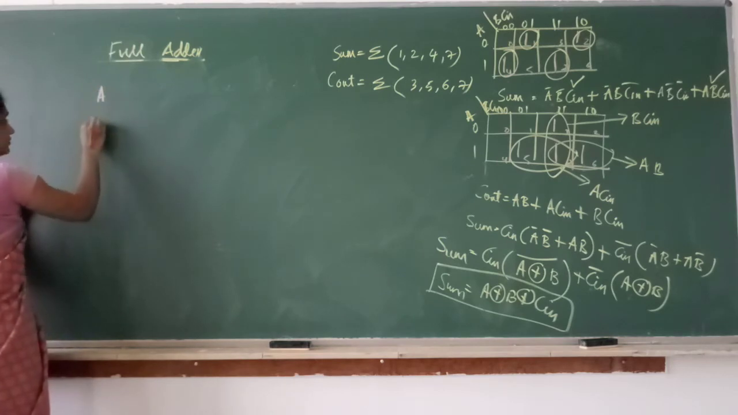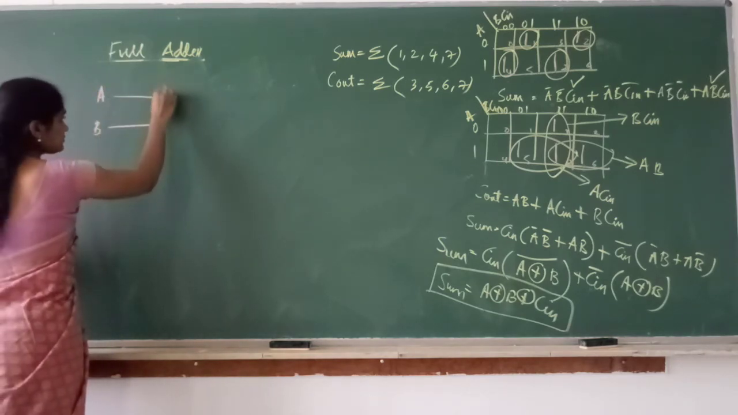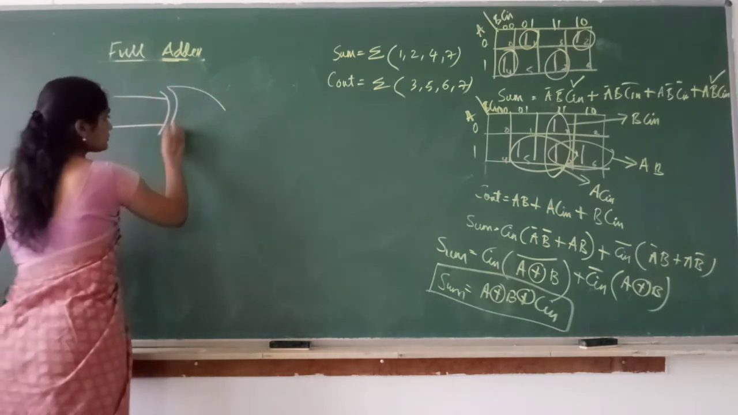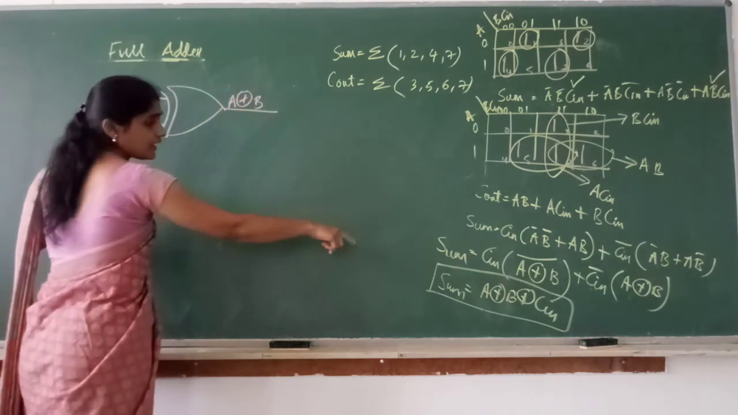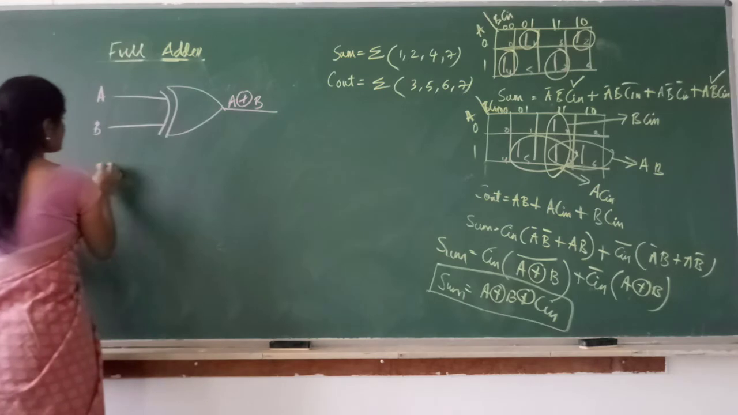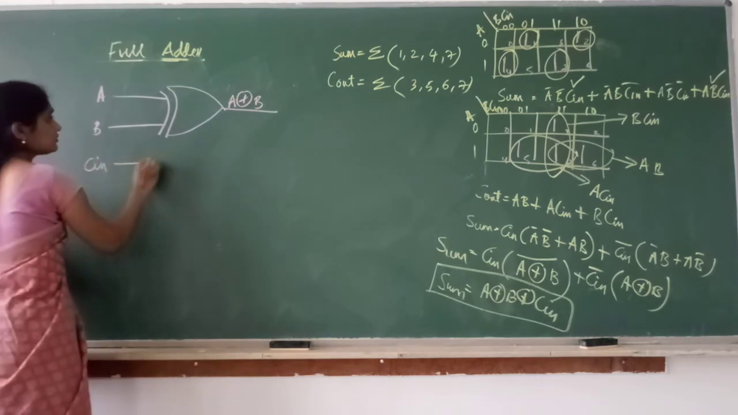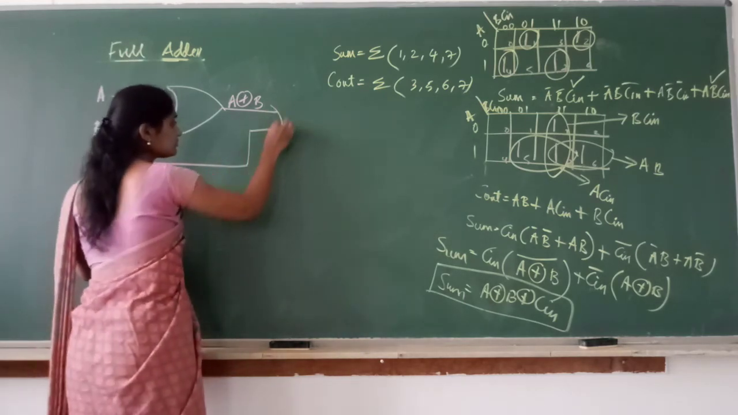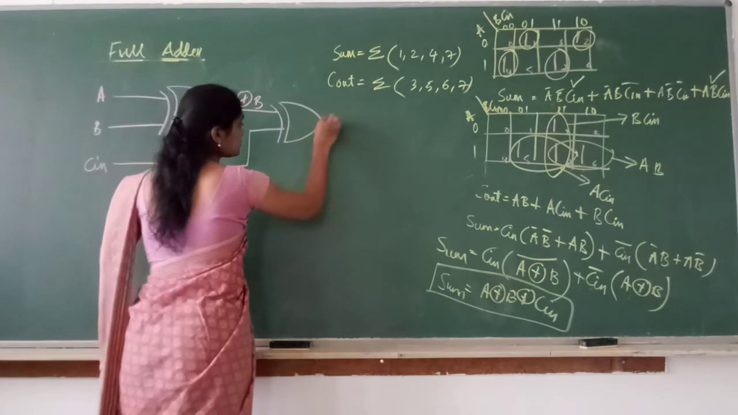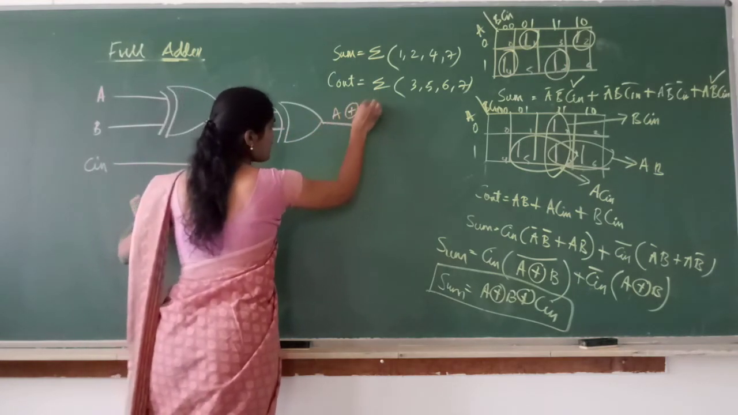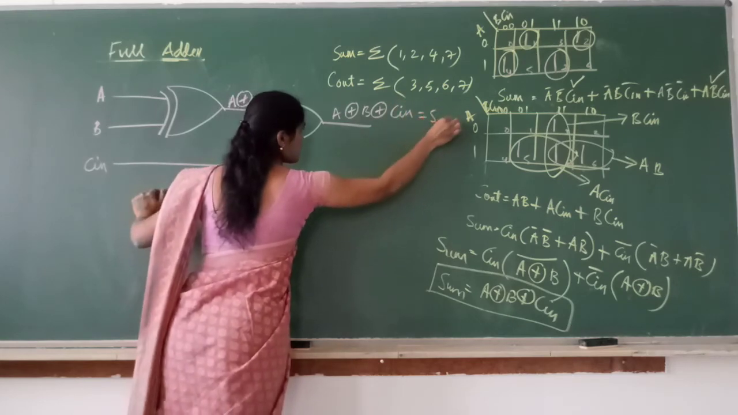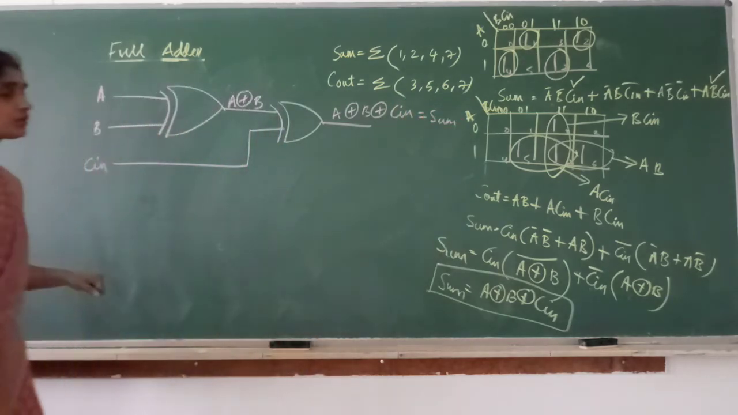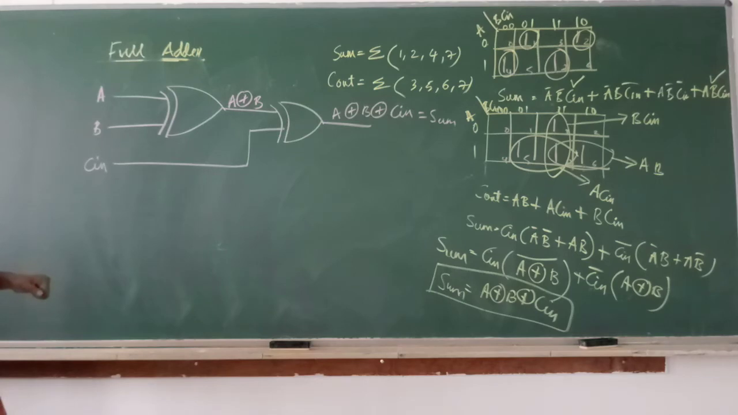So A, B. So what do we get? A XOR B we have. A XOR B XOR C. So take one more input C. So A XOR B XOR C. So this is the circuit for sum. Very simple circuit. A XOR B XOR C.